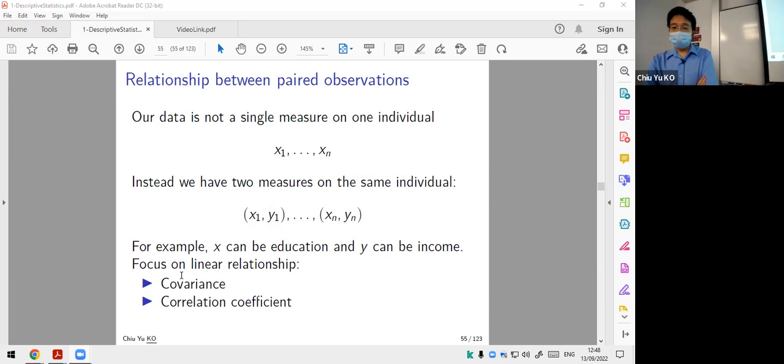So far we focus on measurement of a single measure to look at all the income of all individuals, right? So every subject or every individual with one set of measure, but instead we have 2 sets of measures. Say X can be education, Y can be income, right? For person number 1, we have his income, his education, and so on and so forth until N guy.